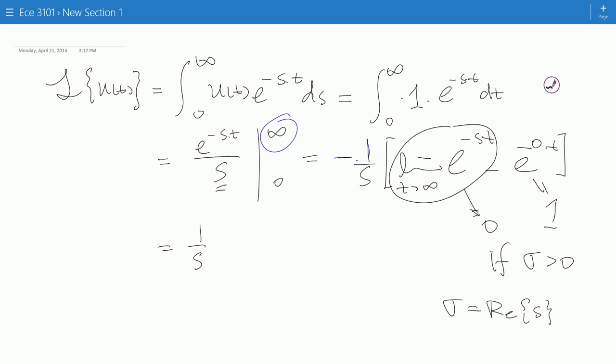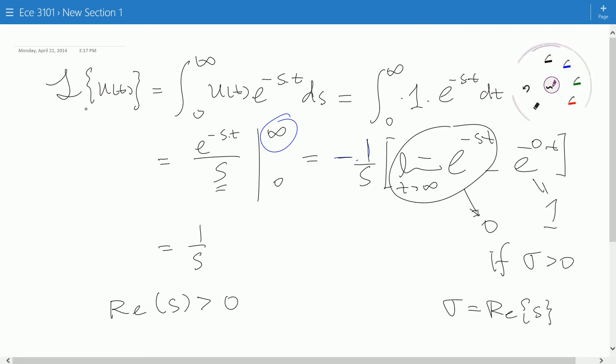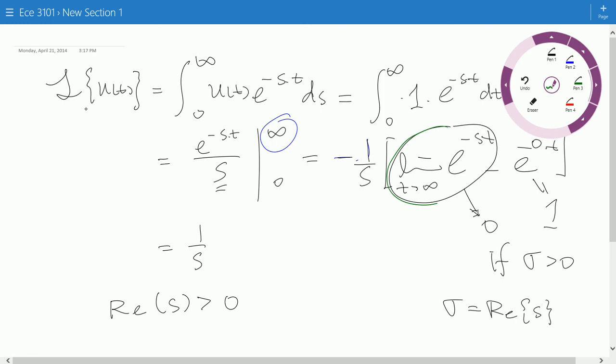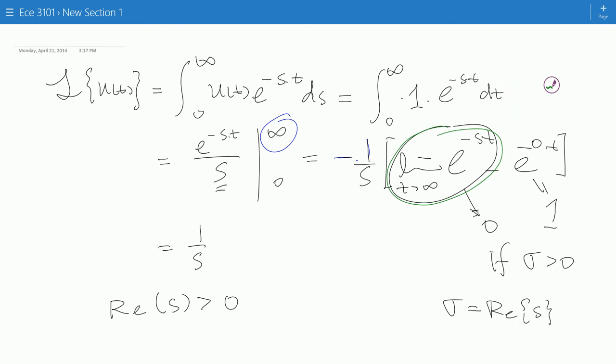And to be rigorous, we usually want to specify what we call the region of convergence. We have to use a certain condition, and this is what we have been using there: the real part of s must be positive so that this term will have a limit. Otherwise, if the real part of s is a negative number, this term will simply go to infinity, and there's no way we can calculate the entire thing.